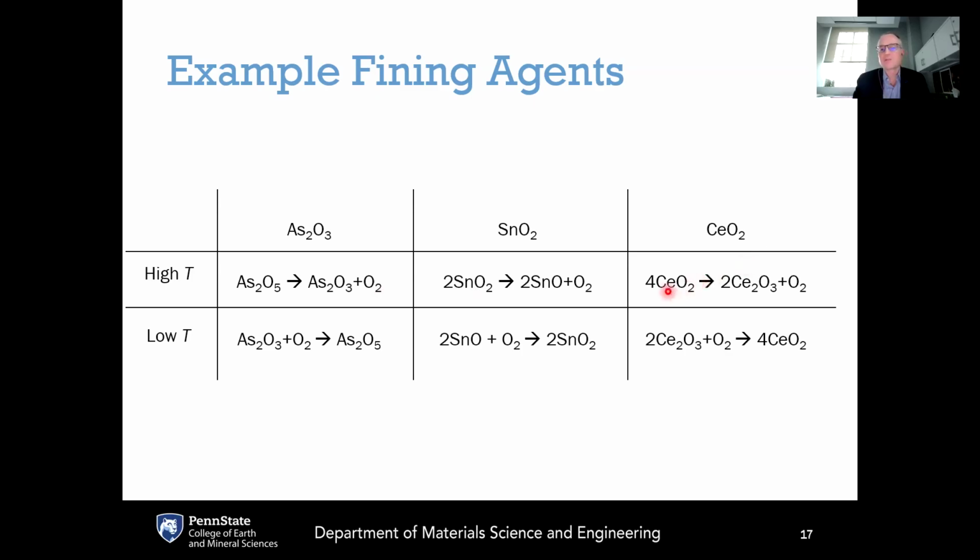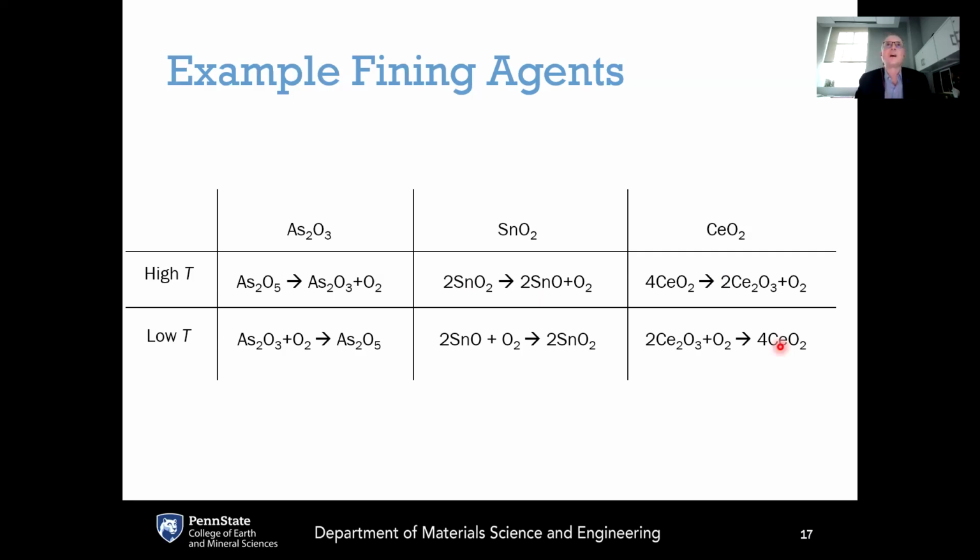Another commonly used fining agent is cerium oxide. Cerium oxide can convert between the CeO2 state and the Ce2O3 state. Again, the reduced state is favored at high temperatures because high temperatures favor higher entropy, and we obtain higher entropy when there's a gas that gets released. And then the oxidized state is favored at low temperatures because that favors lower entropy, lower energy, so that involves reabsorbing the oxygen gas.